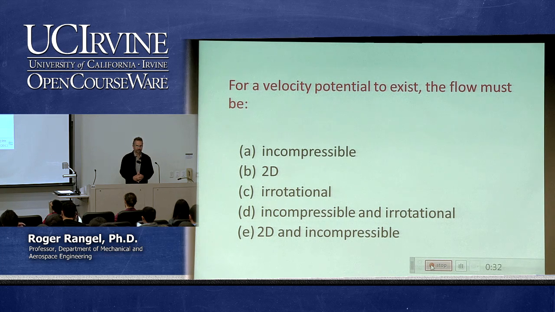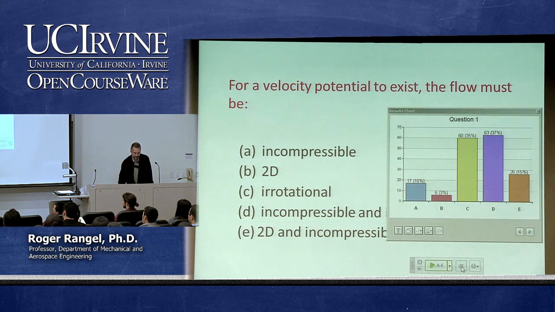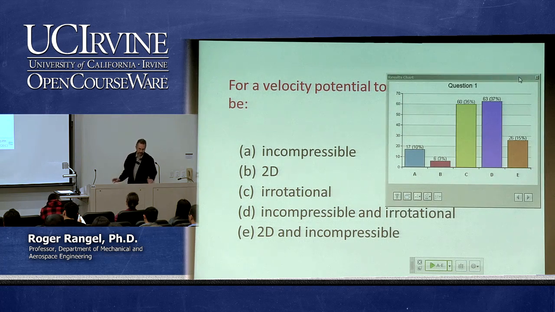Didn't find it yet. Okay. Closing it. 3, 2, 1, 0. So for a velocity potential to exist, the flow must be, wow, okay. So the correct answer is C.